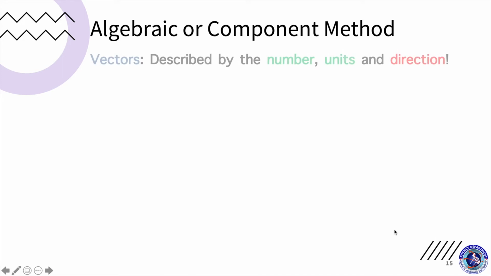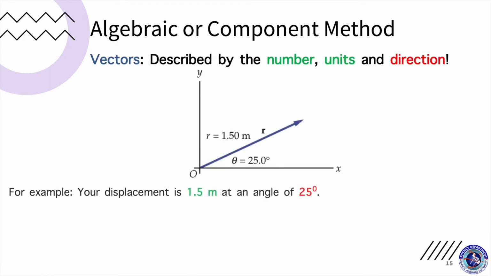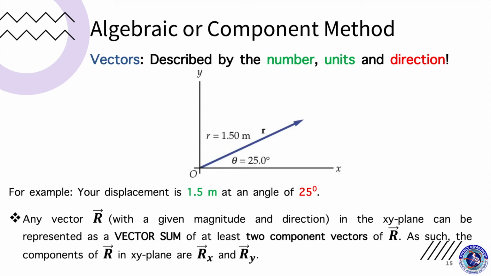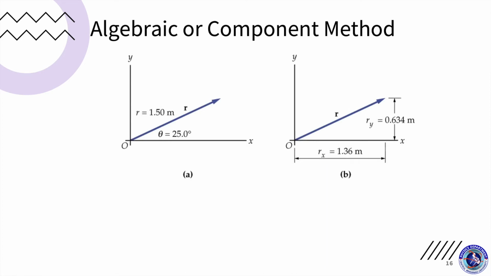And next, for the algebraic or component method, your vectors can also be described in terms of, again, I repeat, number, units, and direction. For example, I have a vector with magnitude 1.5 meters, and its direction is simply at 25 degrees. When we say component method, you have to look for its x and y components, and if possible, in 3 dimensions, z components.